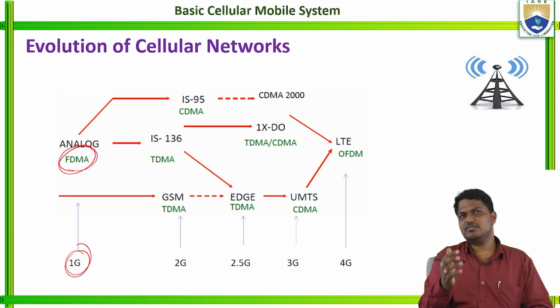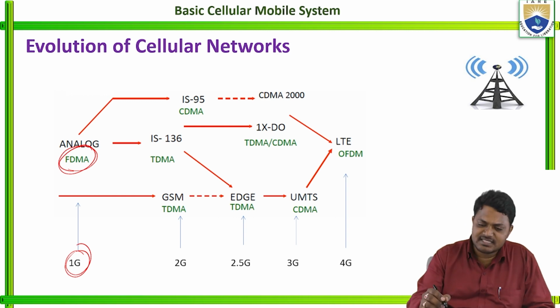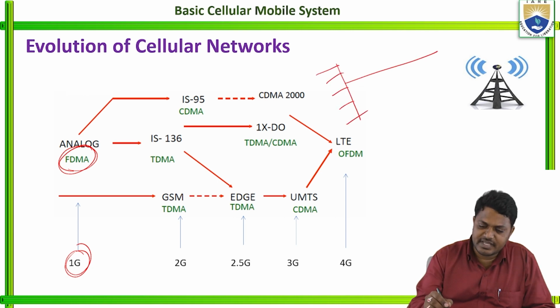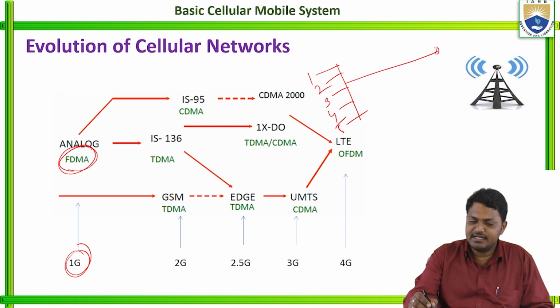Before going to discuss the evolutions, that is FDMA, TDMA, what is multiple access here? Multiple access is nothing but one channel can carry multiple users. I have given an example here: 1, 2, 3, 4, 5. So 5 users are there, and here it is the receiver side.